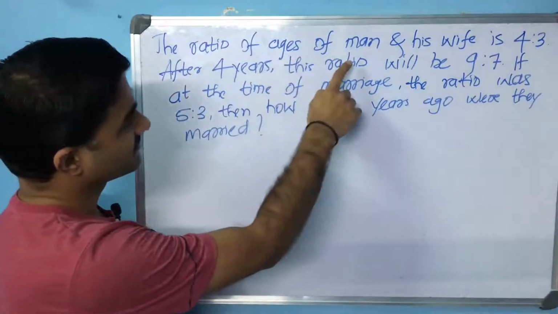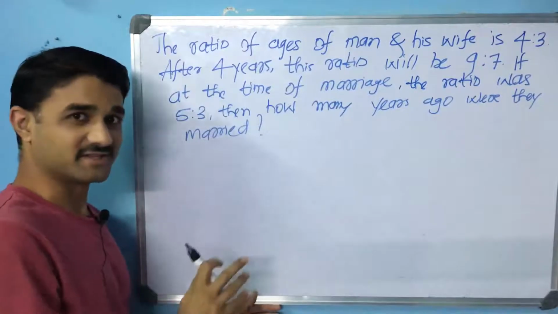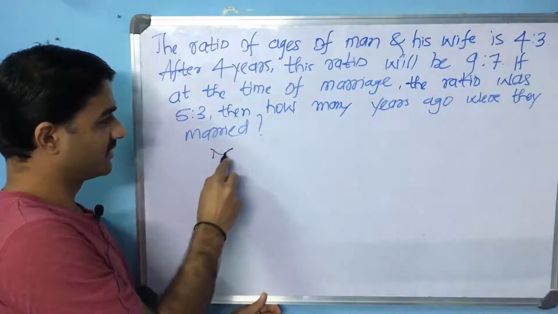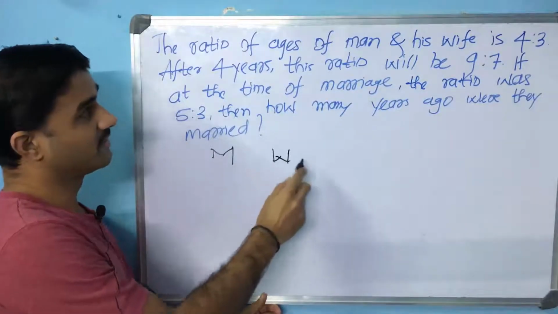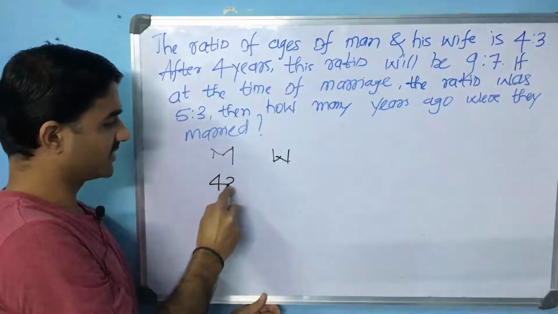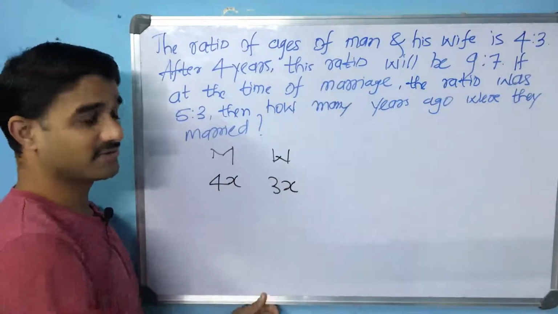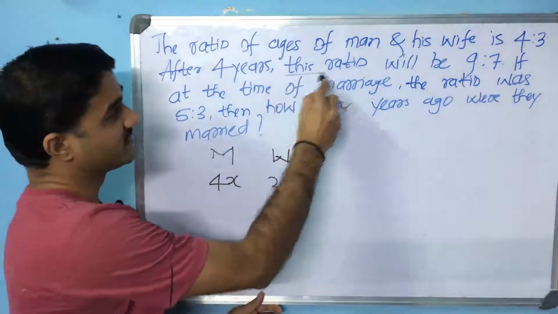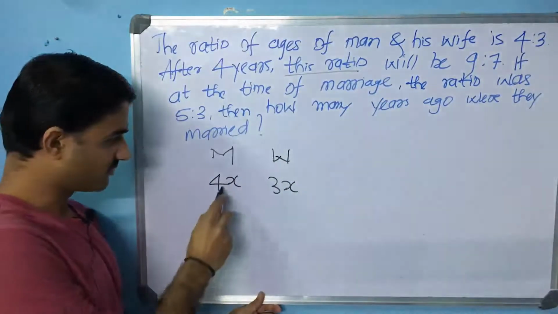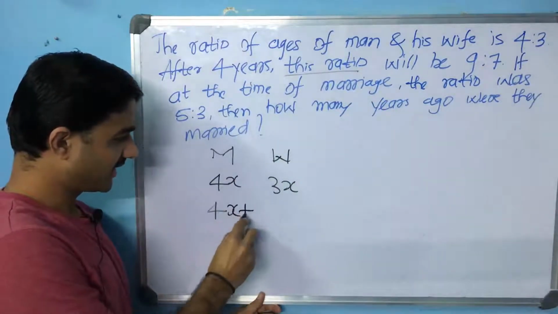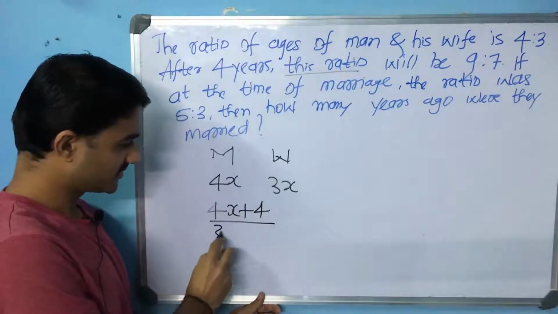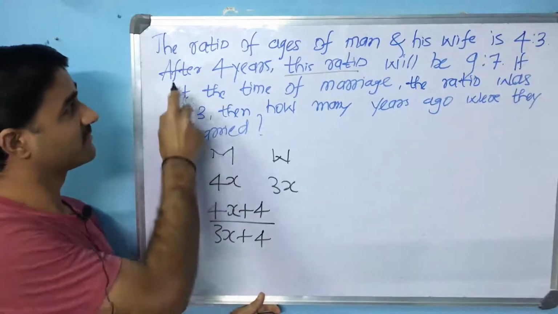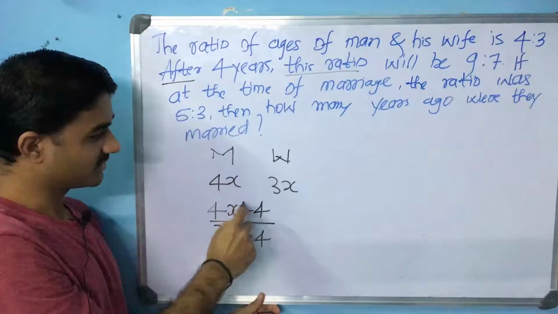The ratio of ages of the man and his wife is 4:3. If nothing else is given, it means at present the ratio is, if the man is 4x, the wife will be 3x, which is the meaning of the ratio 4:3. After 4 years, this ratio will be 9:7. So for 4x, I need to add 4. For 3x, I need to add 4, because it is given as after 4 years and the ratio is given.